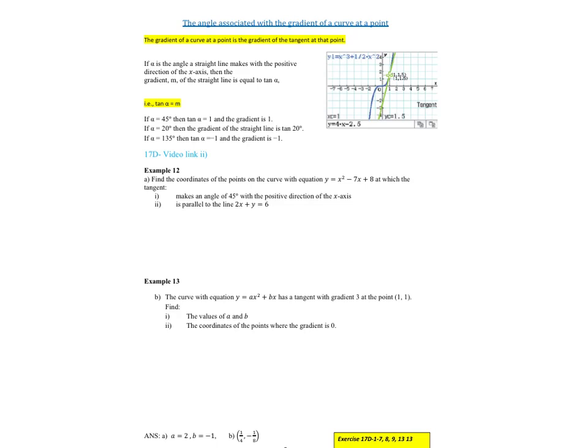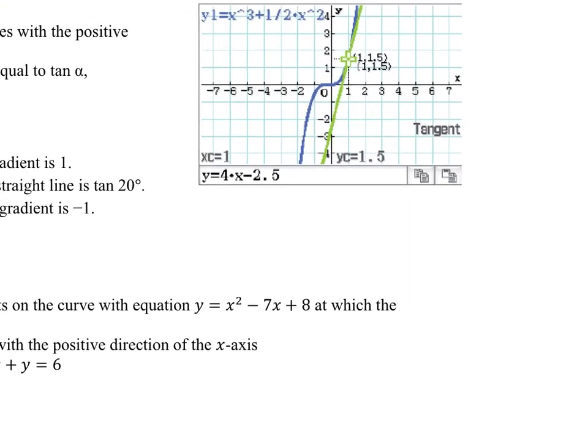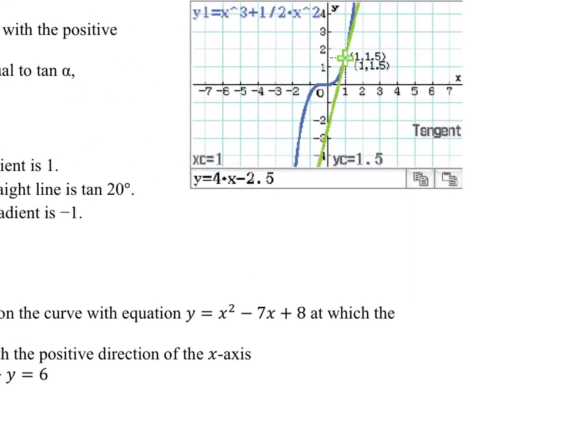Okay, so the key thing in here is that remember the gradient of the curve at a point is the angle that the tangent line makes. So a tangent line is where a line touches the curve. It's hard to see in here, but my tangent line is at that point. The gradient where that green line touches the blue line, the gradients are the same. So that's the key element of this.